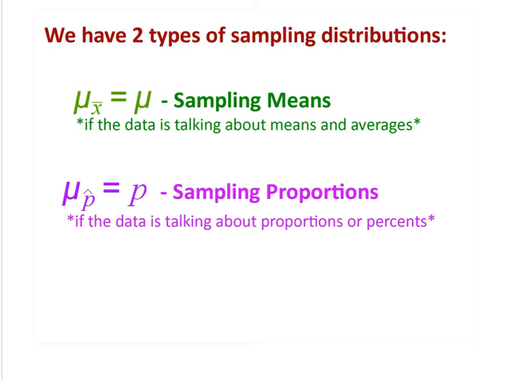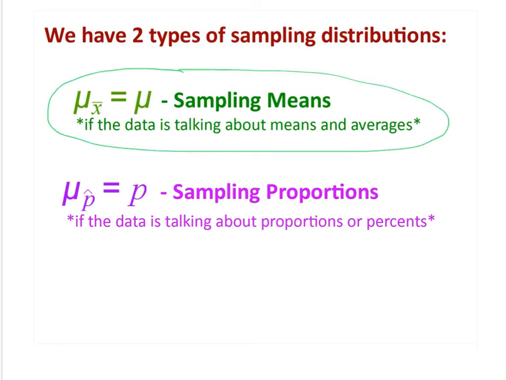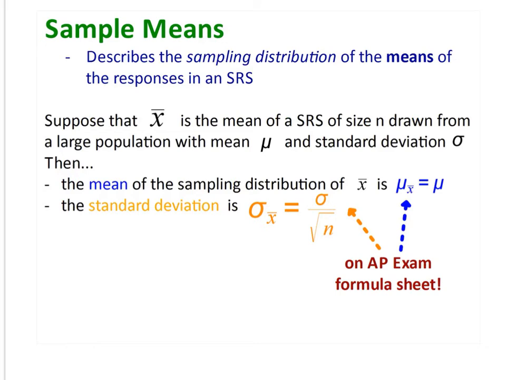So we have two types of sampling distributions, sampling means and sampling proportions. Today we're going to focus on sample means, which is when the problem is talking about means or averages, not percents or proportions. So for sample means, they're describing the sampling distribution of means to the responses of a simple random sample. So there's a lot of words right here. The formulas are our big takeaways. So make sure that you get these down, because these formulas are what we really care about.